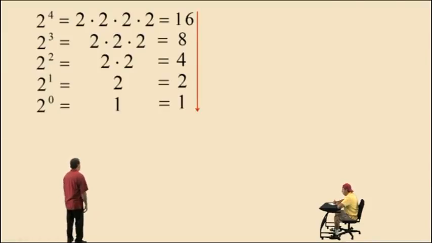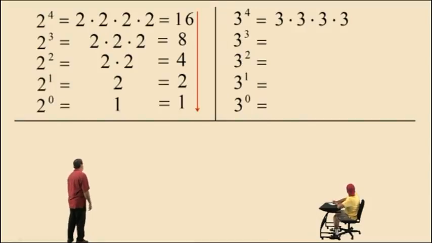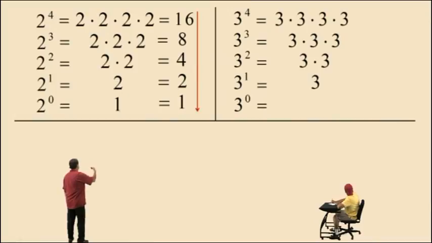Let's try this with another base. Let's try a base 3 number. 3 to the 4th means 3 times 3 times 3 times 3. 3 cubed, 3 times 3 times 3. 3 squared is 3 times 3. 3 to the 1st is 3. Notice here, we're losing a 3. We're dividing out a 3 in each step. So 3 divided by 3 is 1. Again, we see the 0 power equaling 1.